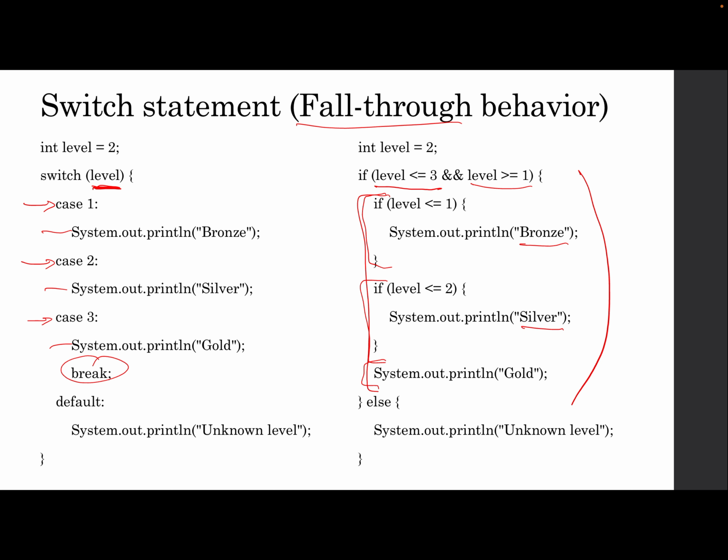So on the right-hand side, if level equals 1, then this is true: level is greater than or equal to 1. If level is less than or equal to 1, what do we do? We print out bronze.